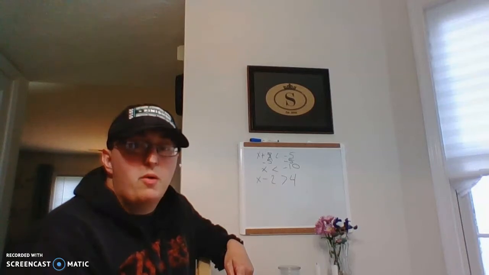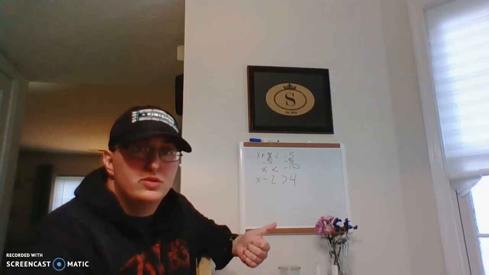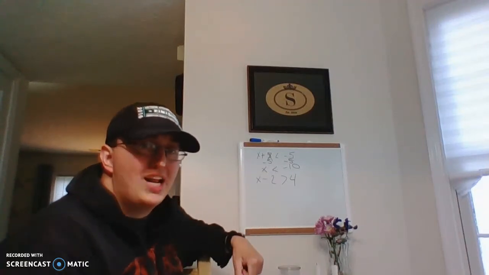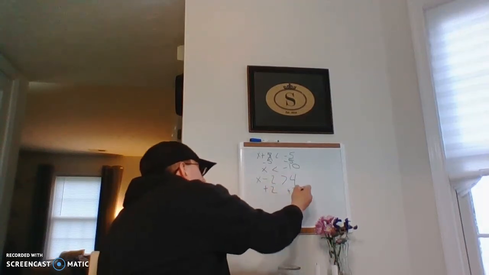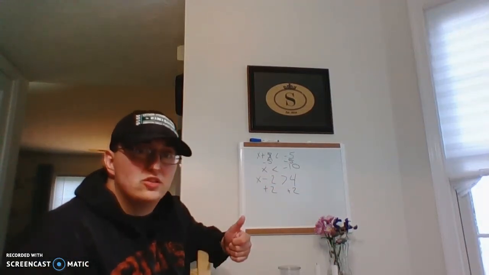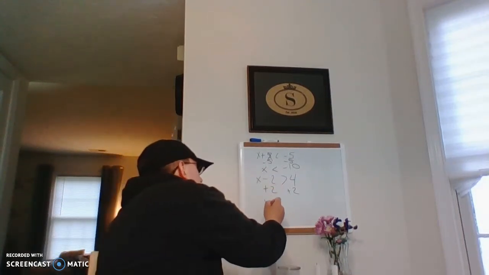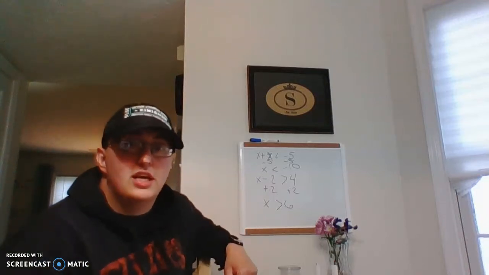So x is less than negative 10. All right. The second problem we have is x minus 2 is greater than 4. All right. So again, figure out the operation. We're doing subtraction. So we do the opposite. The opposite of subtraction is addition. So we're going to add 2 to each side. Add 2. Negative 2 plus 2, they cancel out. Becomes 0. And then 4 plus 2. We have x is greater than 6.